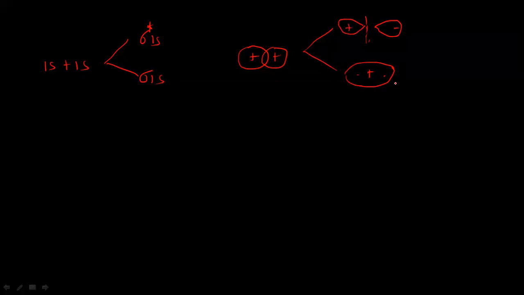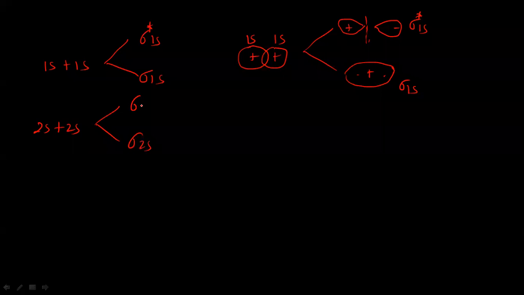Okay, one bonding, one antibonding. So this is the sigma 1s bonding molecular orbital, and this is the sigma star 1s antibonding molecular orbital, due to the overlap between 1s and 1s. Similarly, when 2s overlaps with 2s, the same bonding and antibonding molecular orbitals will be formed. So sigma 2s and sigma star 2s. All these are sigma bonding molecular orbitals, because the s orbital is suitable for the formation of the sigma bond.